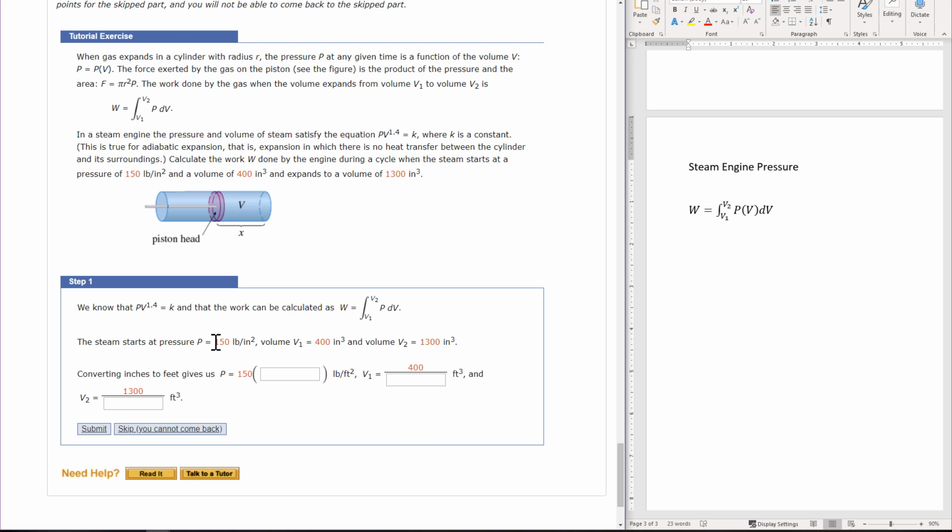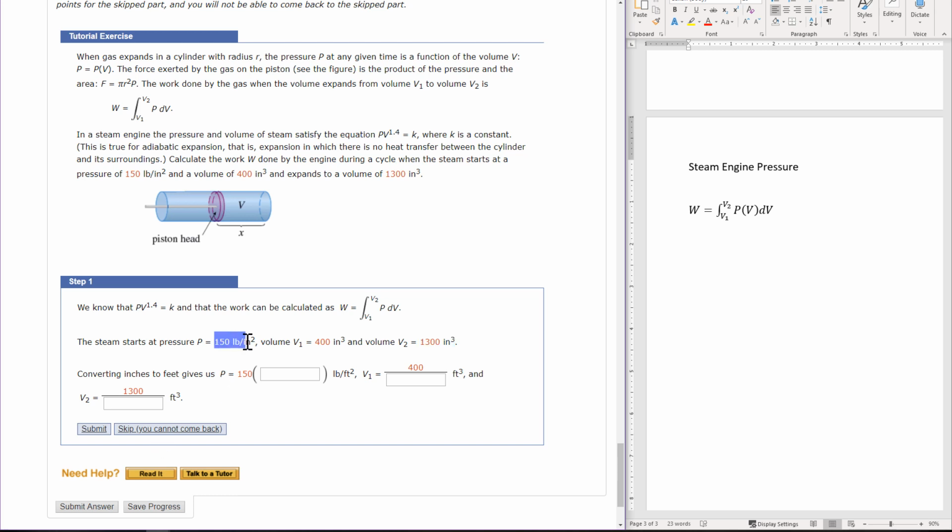The steam starts with a pressure of 150 pounds per square inch. The volume is 400 cubic inches, and it goes from 400 to 1,300 cubic inches. We're dealing with work, and we're dealing with pounds and inches, so it has to be translated to feet. We need to convert to foot-pounds.